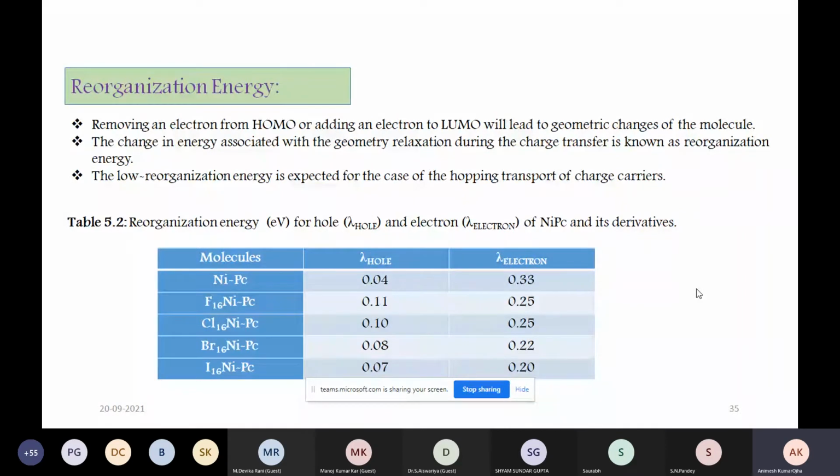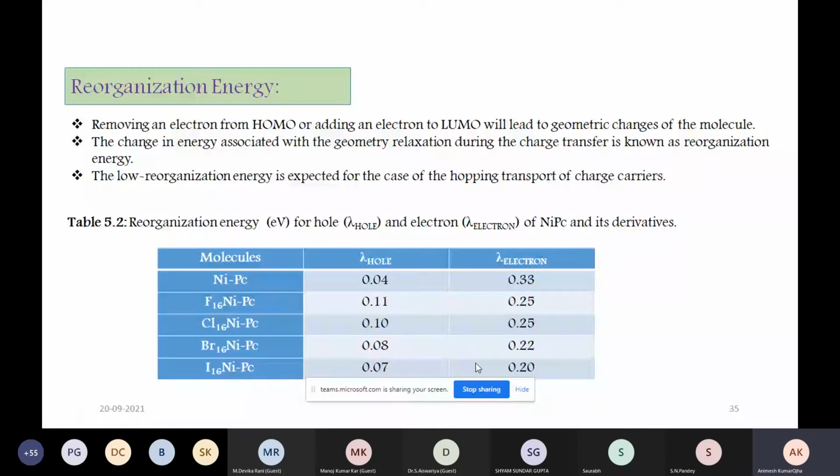For better performance, the reorganization energy must be lower. So if you see here for the electron transport layer, this is now reducing. In the NIPC it was 0.33, and then for our design system it is reducing, and it is even smaller in the case of this iodine-doped NIPC. So this is also well satisfied in our designed ETL material.